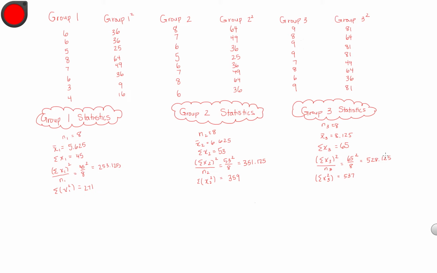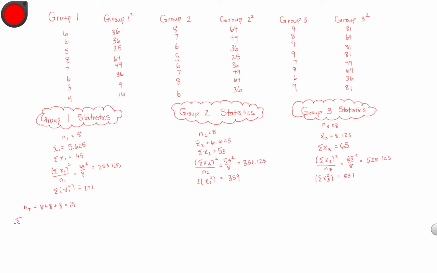All right, now we get to the good stuff. Now we can start adding up to get those final terms across groups. So the first term we need across groups is n total, n sub t. Now that we already have the n's for each group, n sub t is very easy to find. It's just the sample size of group 1 plus the sample size of group 2 plus the sample size of group 3, 8 plus 8 plus 8, which comes out to 24.